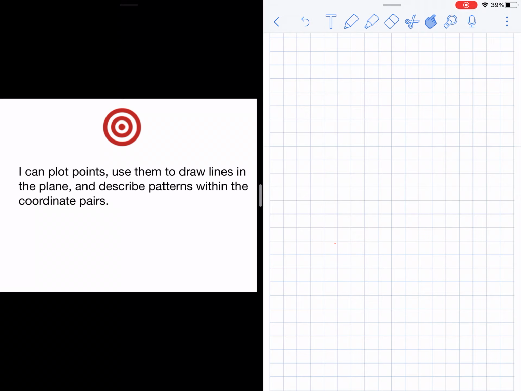Module 6, Lesson 7, your target for today. I can plot points, use them to draw lines in the plane, and describe patterns within the coordinate pairs.